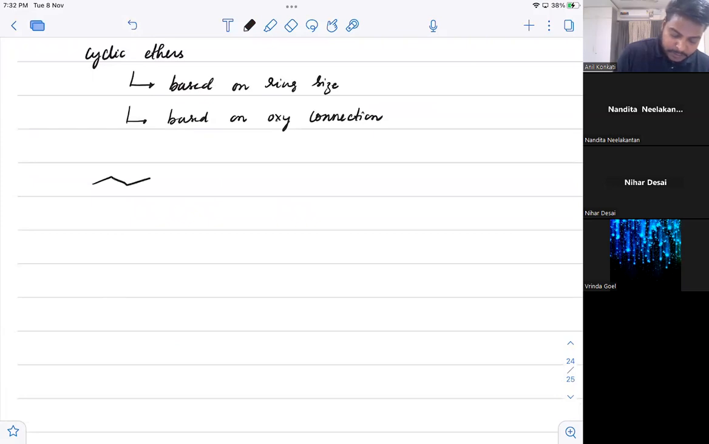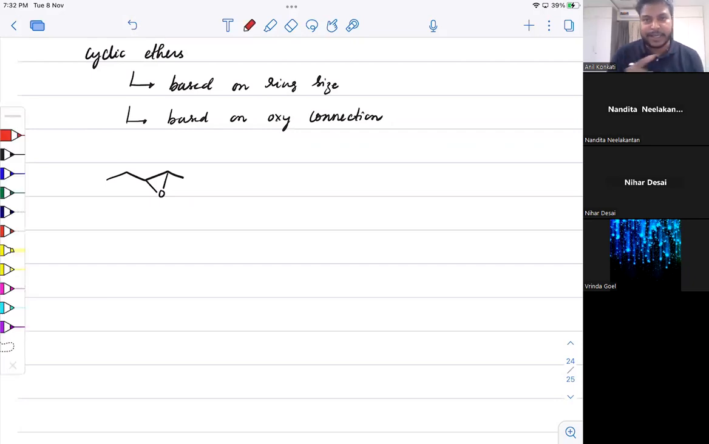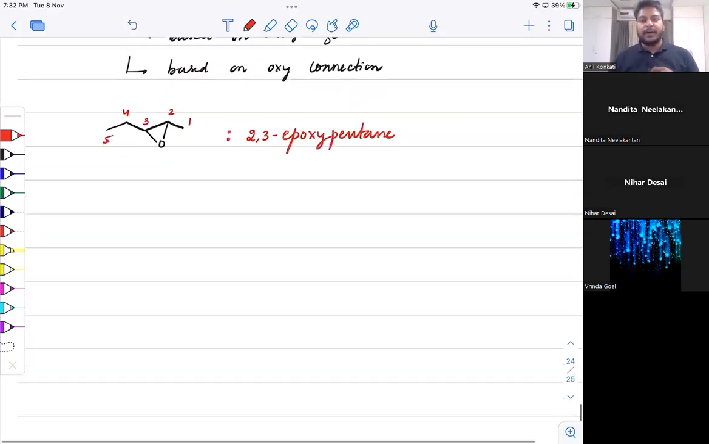Let me start with this one. Suppose I have a pentane here and there is an oxygen connection like this. This is the ring ether or cyclic ether. You will start just like alkane naming, with the least locant numbering. On 2 and 3 positions, there is an oxy connection, and that oxy is read as epoxy. So 2,3-epoxy pentane. It is just mentioning that there is an oxy connection there.